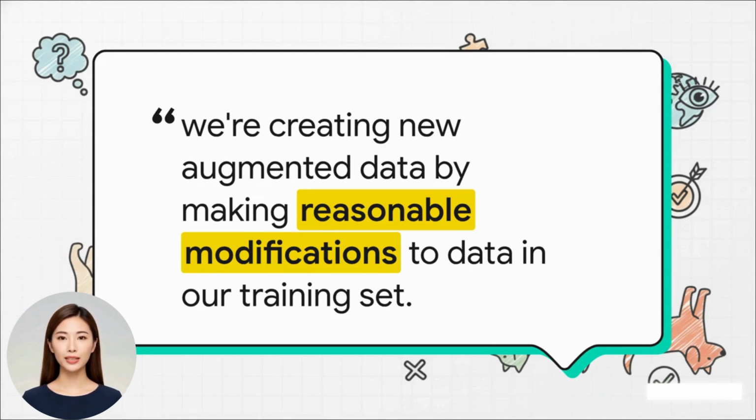Everything you create, every new fake piece of data, has to be something that could plausibly exist in the real world. If you create something impossible, you're not helping your AI. You're actually just confusing it.